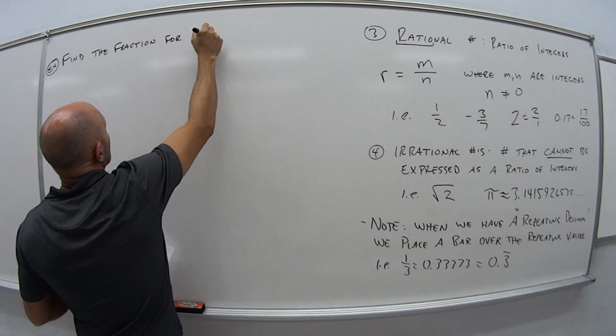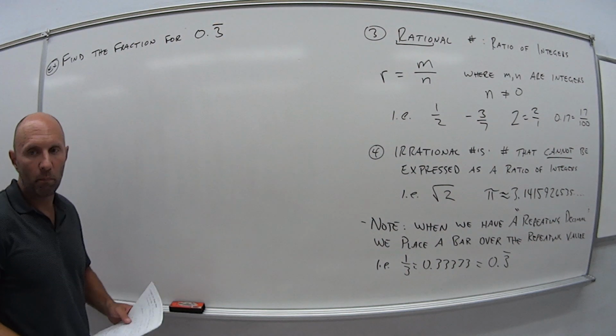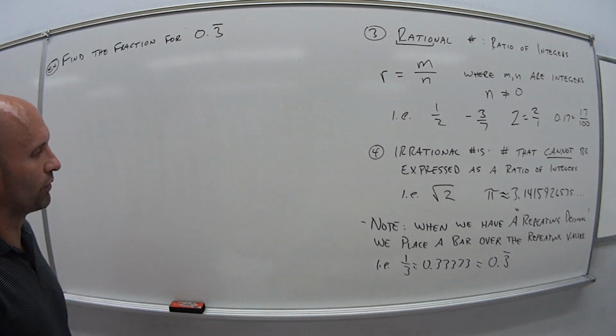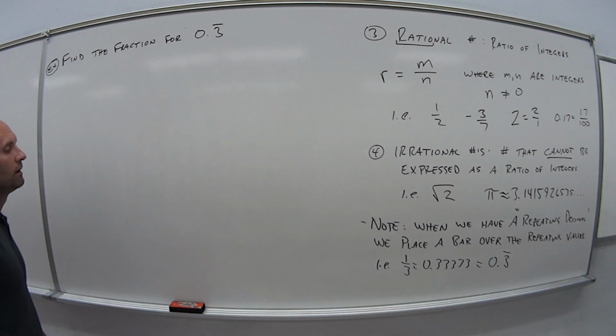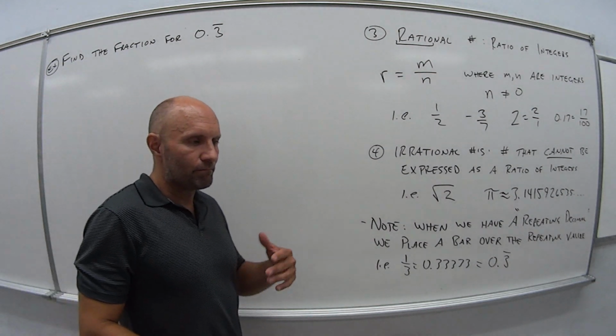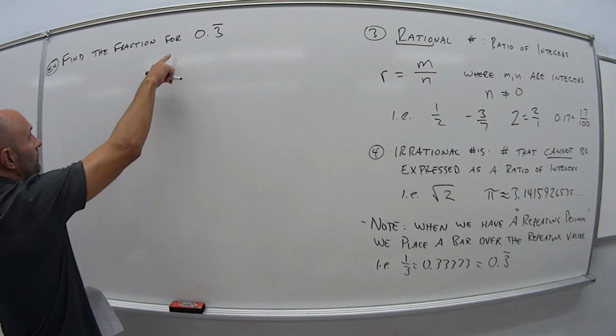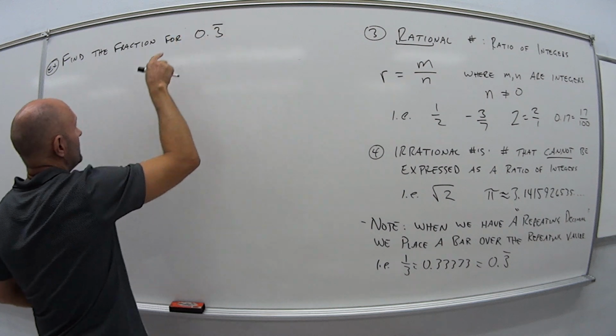For 0.3 with the bar over it. So again, we know it should be 1/3. Let's see if it actually works out, or how we would get that way. So there's basically a two-step process here. Step 1, I'm just going to take this value and set that equal to x.